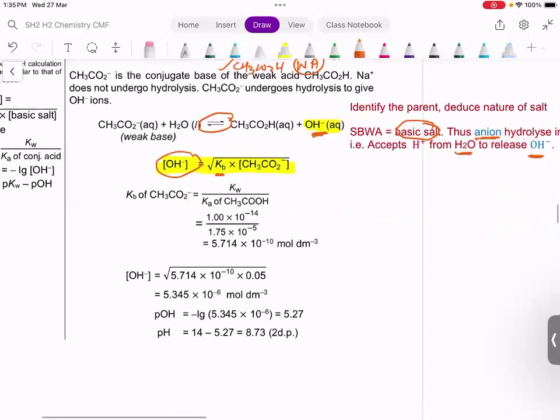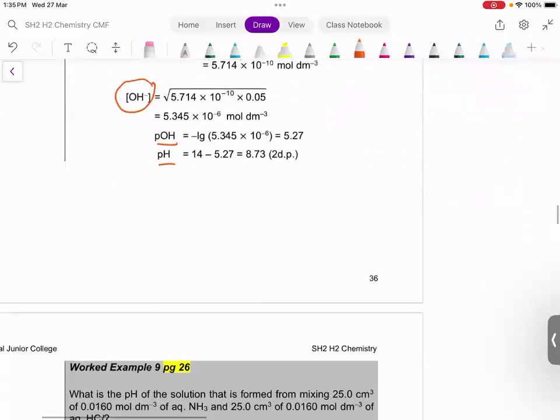Therefore, we carry out this calculation. Since we are working with a base, the first thing we can calculate is the concentration of OH minus, then pOH, then finally the pH by taking the difference between 14 and the pOH. So there's this additional step when you work with a basic solution. Let's quickly look at the next example.